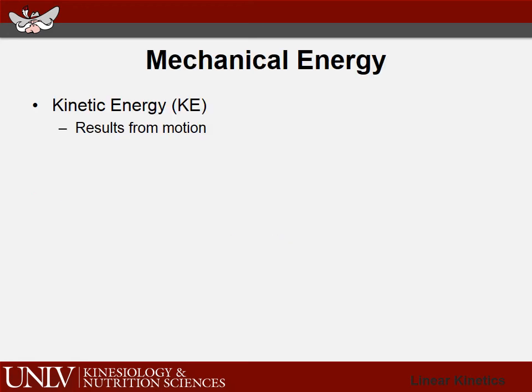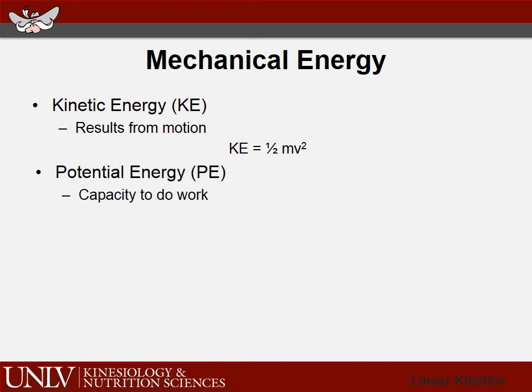So the last one we're going to talk about is mechanical energy, and energy is the capacity to do work. But from a mechanical energy perspective, there's three that we're going to talk about. Two that we use mostly, but we'll discuss all three of them. The first is kinetic energy, which is the result from motion. The equation would be 1/2 mv squared. We have potential energy, so this is the capacity of something to do work. And that equation is mgh, which is mass times gravity times height.